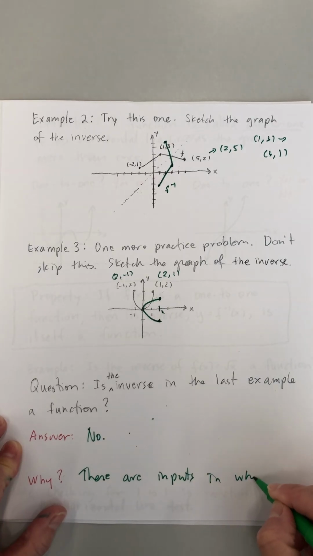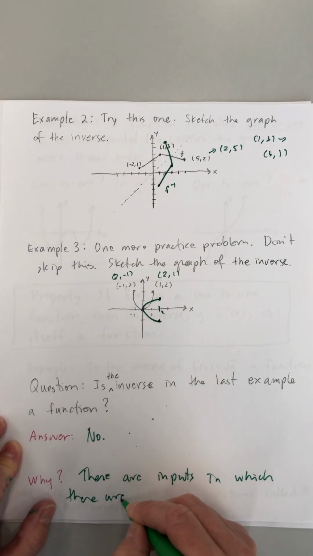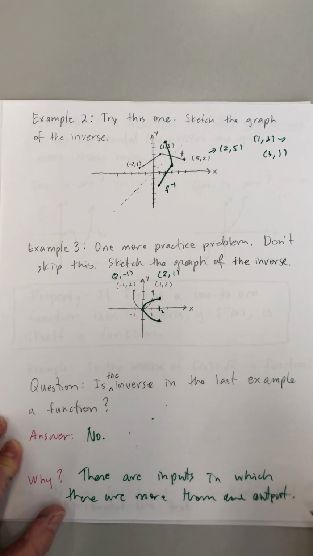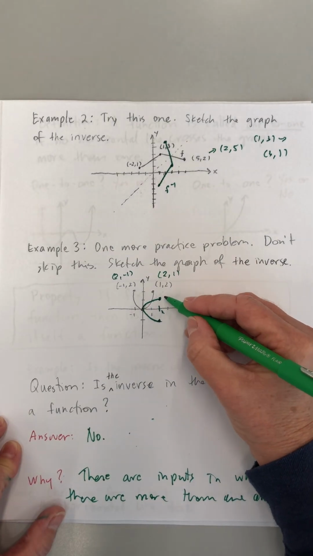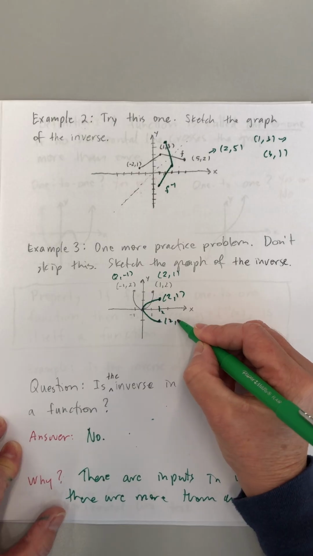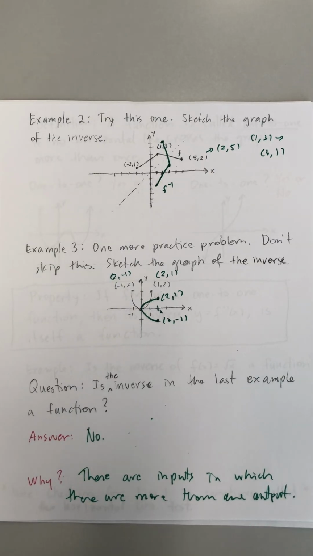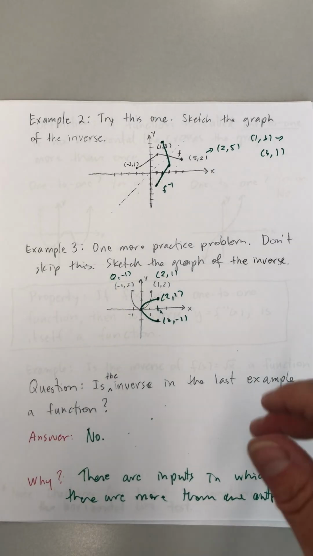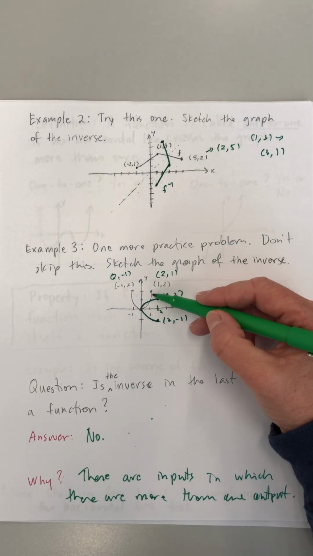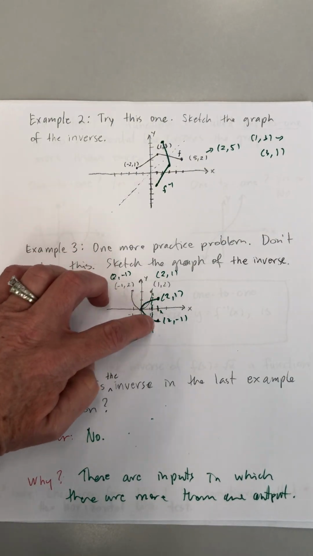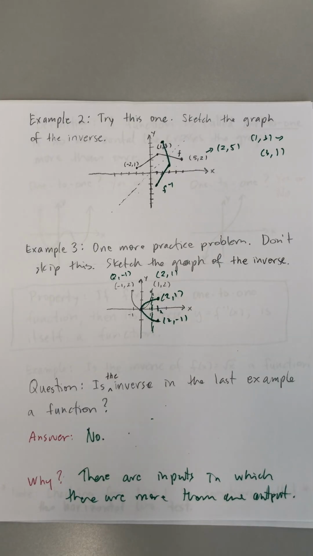in which there are more than one output. Okay, so again, the input 2 has 1 as an output and negative 1 as an output, and that's not allowed in a function. So the inverse still exists, it's just not called a function. I want to make that distinction, okay? The inverse exists, it's just not called a function if the inverse doesn't pass the vertical line test, if you might remember. Okay, so a vertical line crosses the graph more than once, so that graph is not the graph of a function.